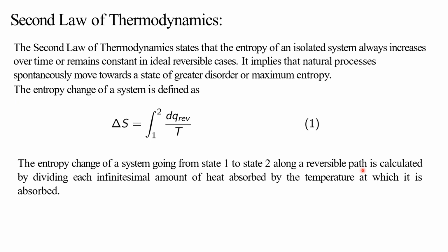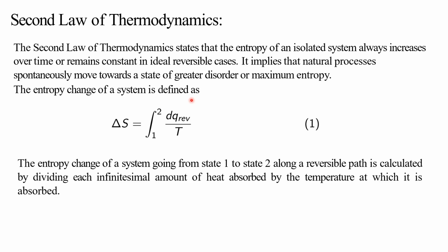The second law of thermodynamics states that the entropy of an isolated system always increases over time, or remains constant in ideal reversible cases. So for a spontaneous process, the entropy will increase, and every reversible process is in equilibrium. So for an equilibrium or reversible process, the change in entropy will be 0. It implies that natural processes spontaneously move toward a state of greater disorder or maximum entropy.